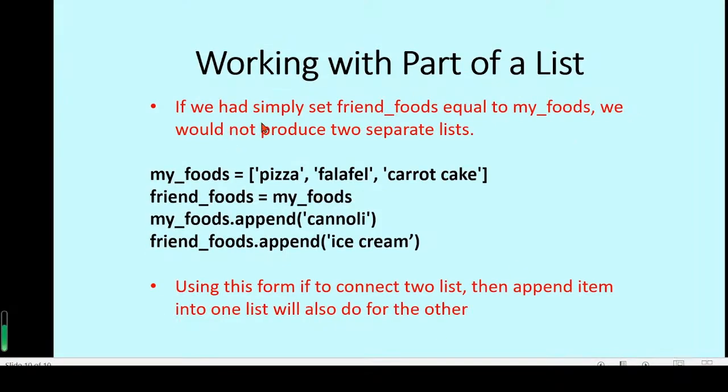If we had simply set My Friend's Foods equal to My Foods, we would not produce two separate lists. So for example, this is My Foods list, and we just use equal, so My Friend's Foods list is equal to My Foods list. Then we append two different items to each list, and in this form, the two lists are connected, so appending an item in one list will also happen for the other. We will see.